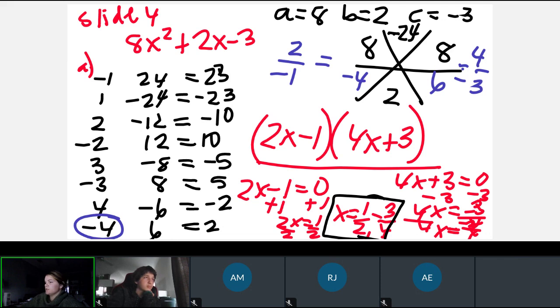So to get your roots, you're just going to set both of your factors equal to 0.